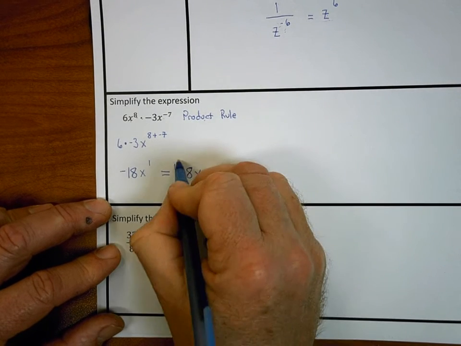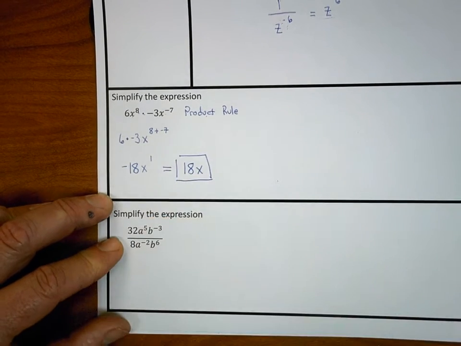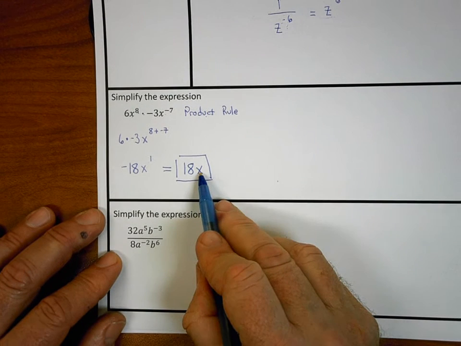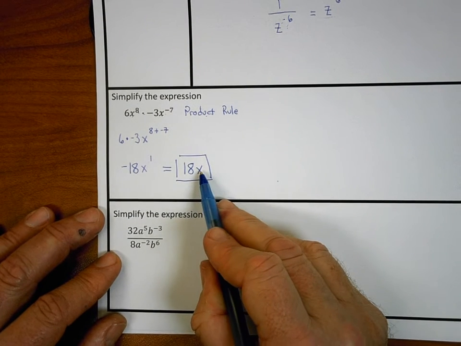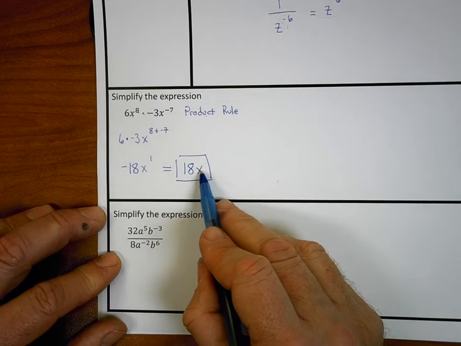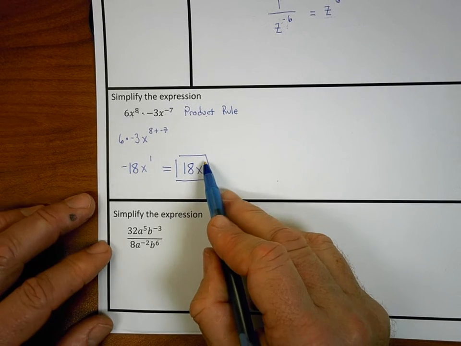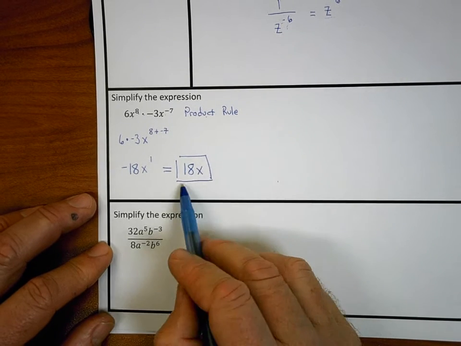Okay? Now, if you look at your final simplified expression, if there are no negative exponents in your final simplified expression, then that means your answer is good. That is a perfectly legit answer.